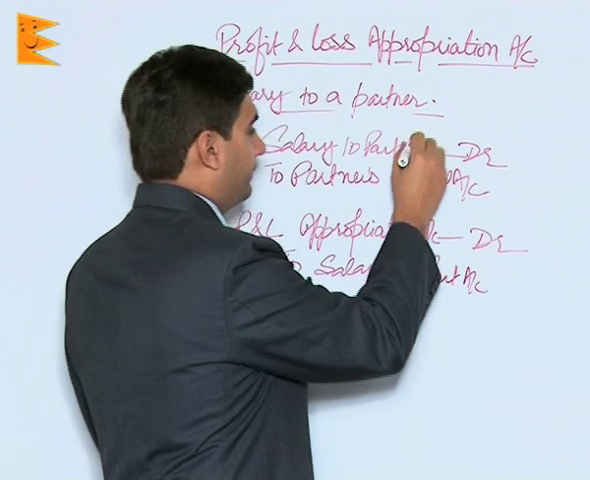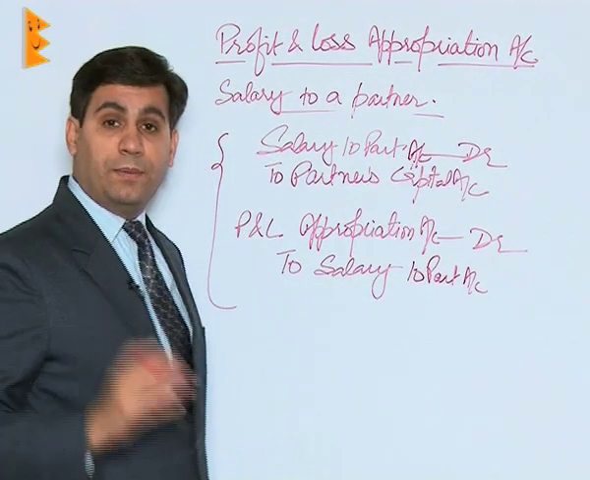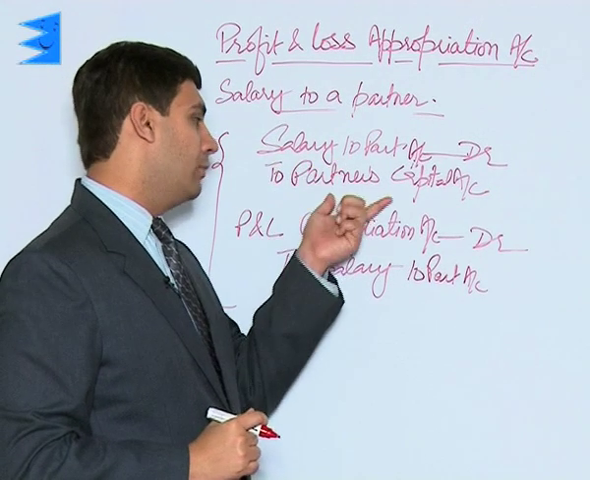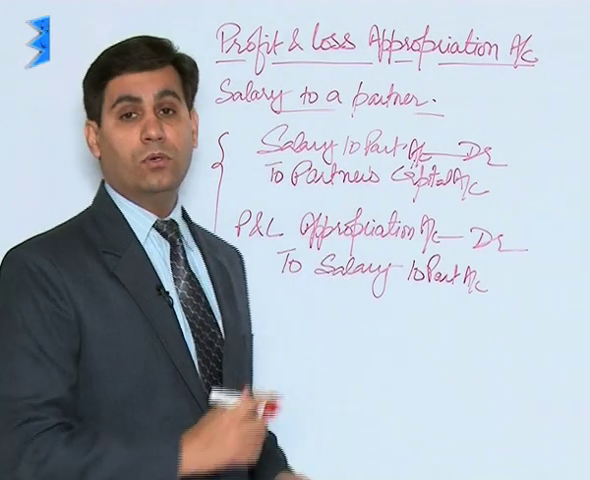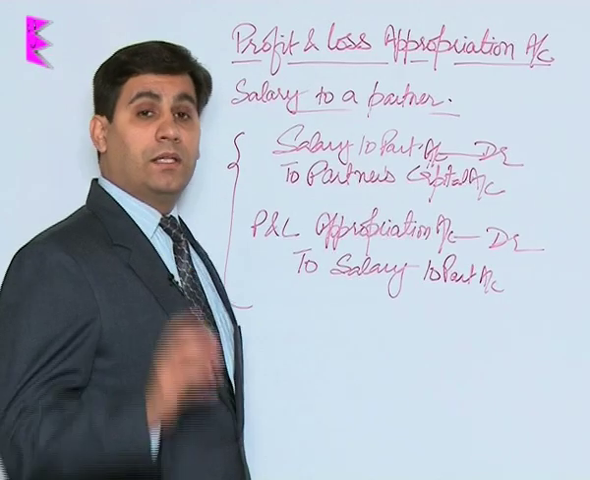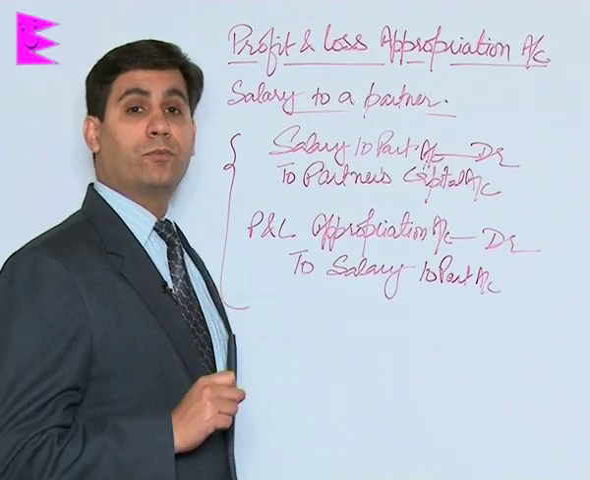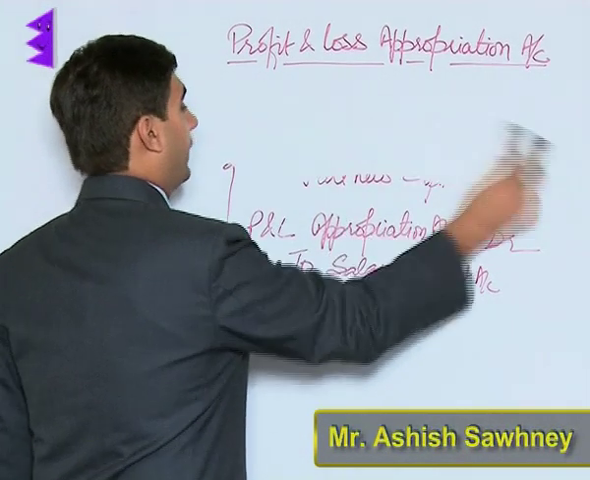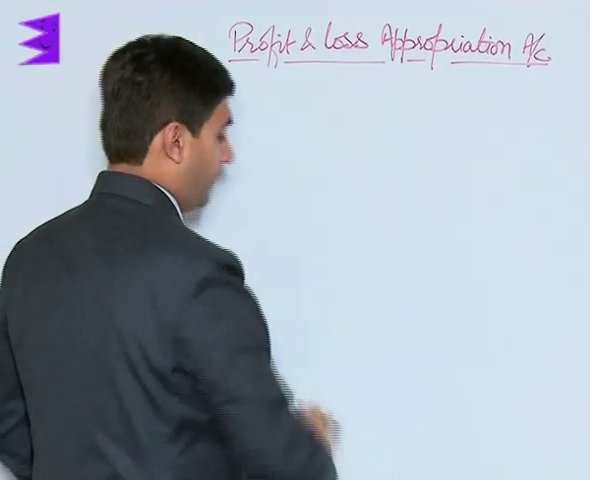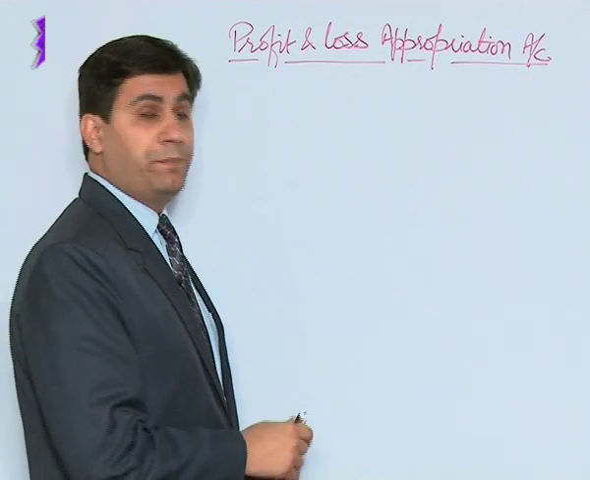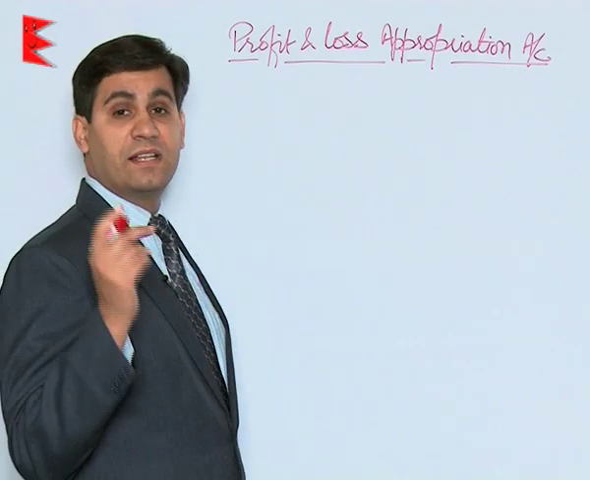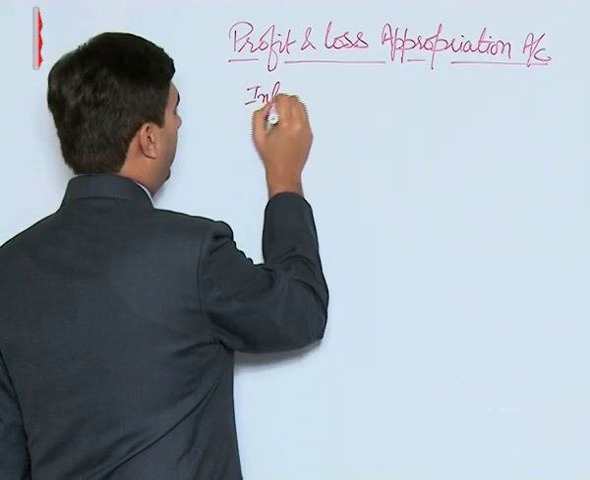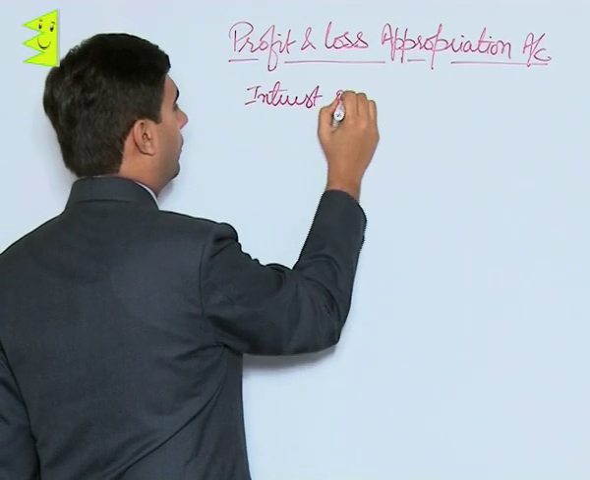Similarly, in case it is commission, you can replace it with commission to a partner debited to partner's capital and then P&L appropriation debited to commission. Then we have those amounts which have to be collected by the firm, like for example interest on drawings. So what about interest on drawings? It is something which the partners will pay to the firm and would be considered as an income for the firm.